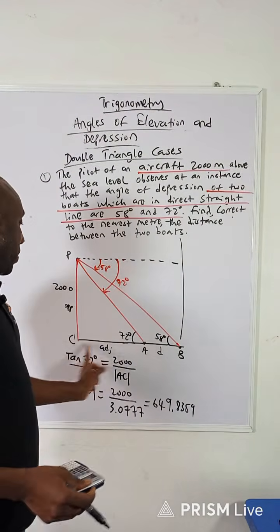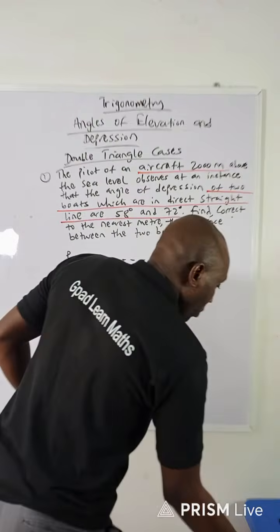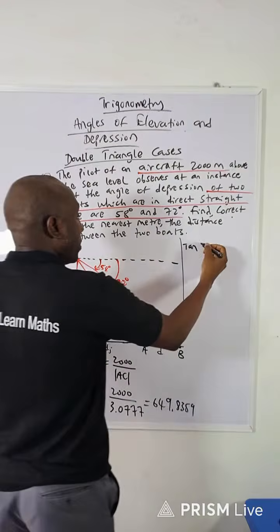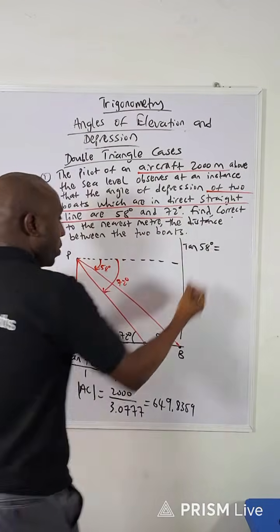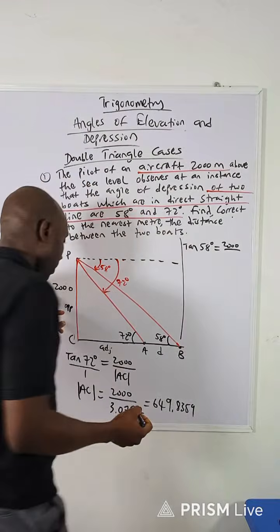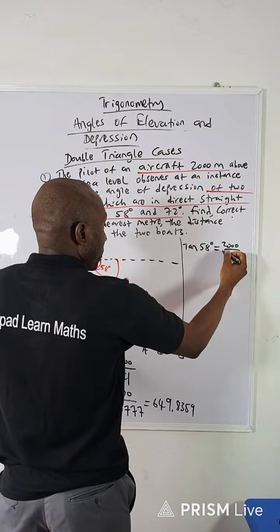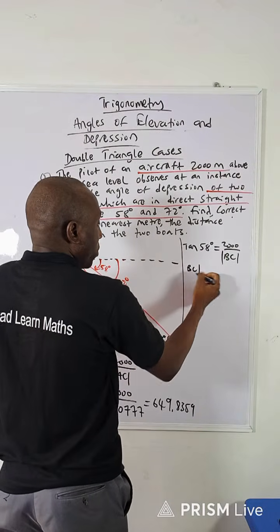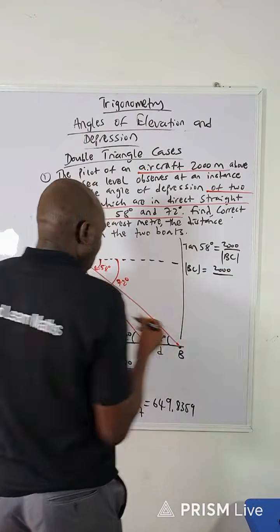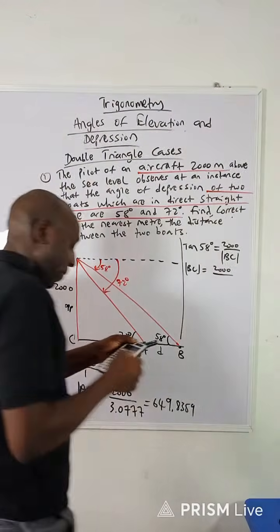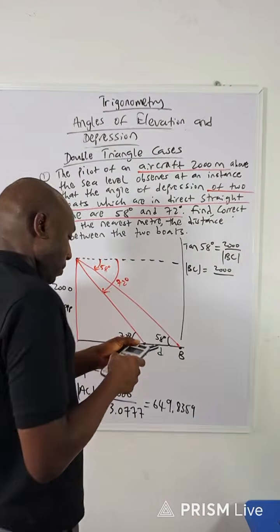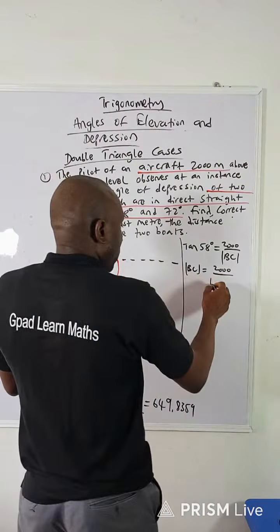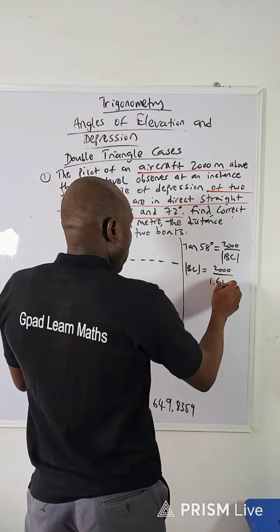Let's get BC now, from B to C. I'm going to use a different angle, 58 degrees. Opposite, so tan 58 degrees is equal to 2,000 divided by BC. Good. So like I did here, I'll just switch, and then BC will be equal to 2,000 over tan 58. So tan 58 is equal to 1.6003.